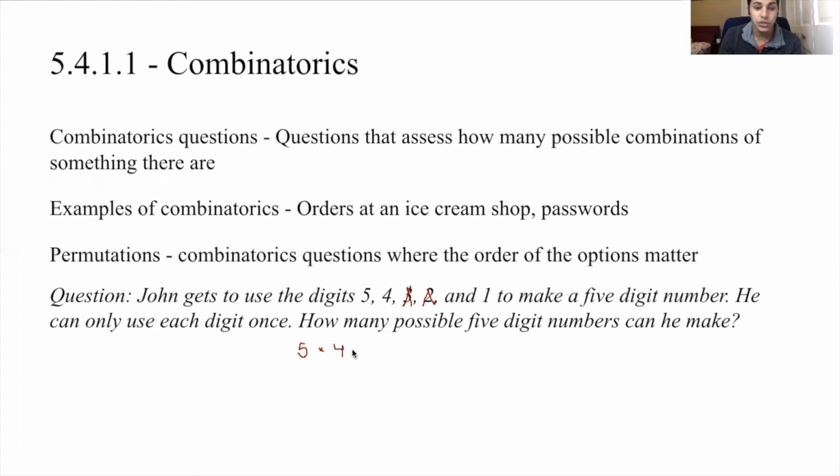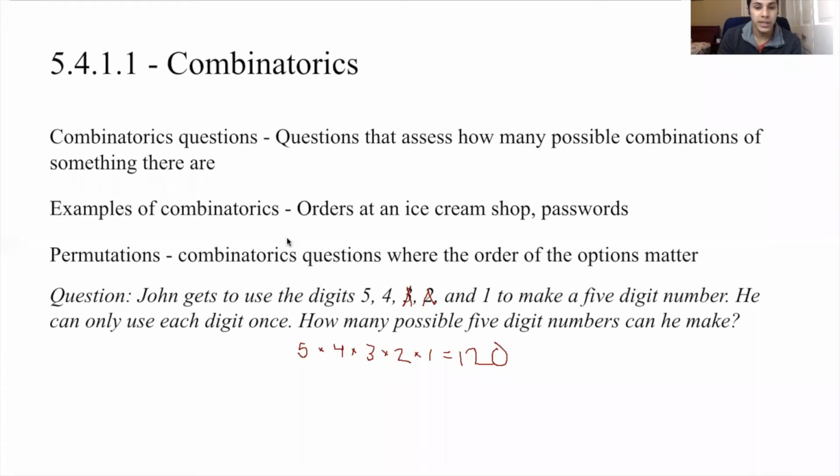And then after he chooses his second number, he only has 3 options left. You can probably see the pattern until he has 2 options, and then at the end, he has 1 option left for his 5th digit. So you multiply this out, and this gets you to 120. He has 120 possible 5-digit numbers that he can make.